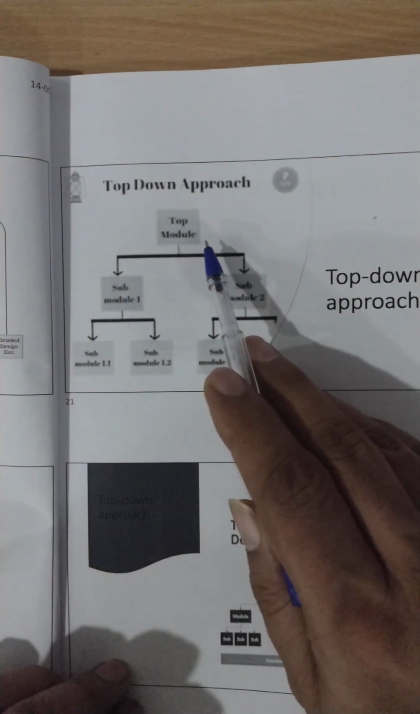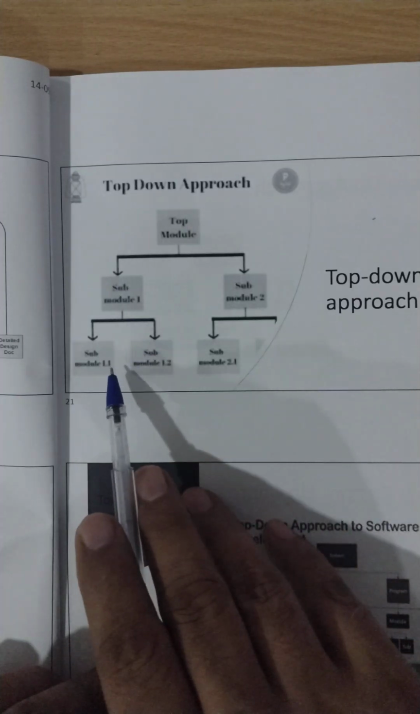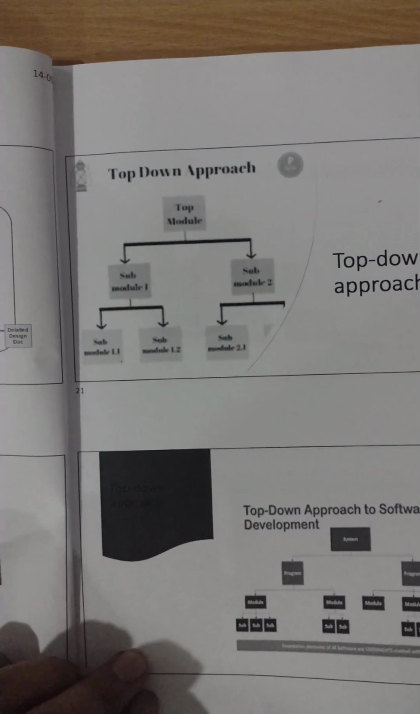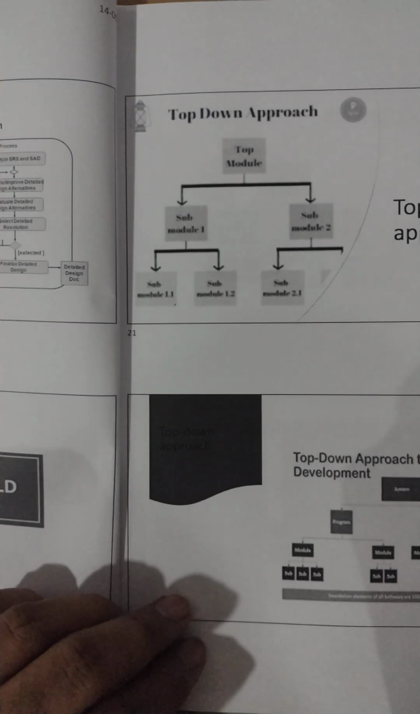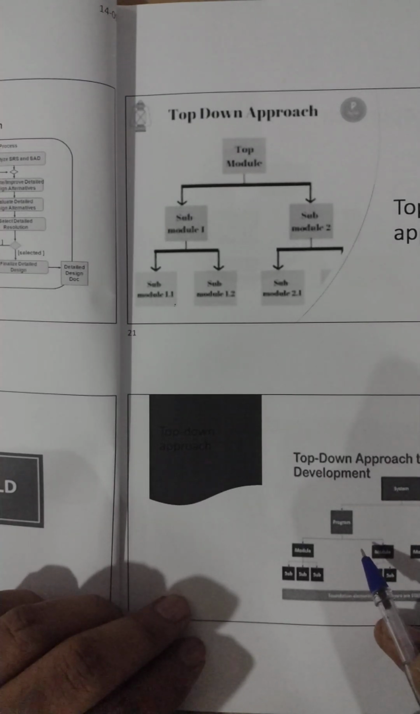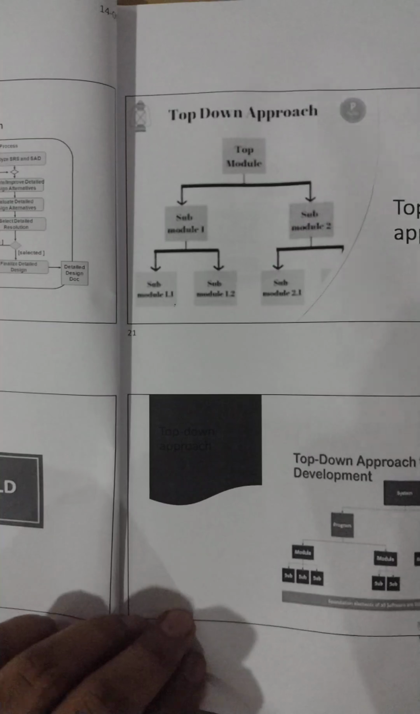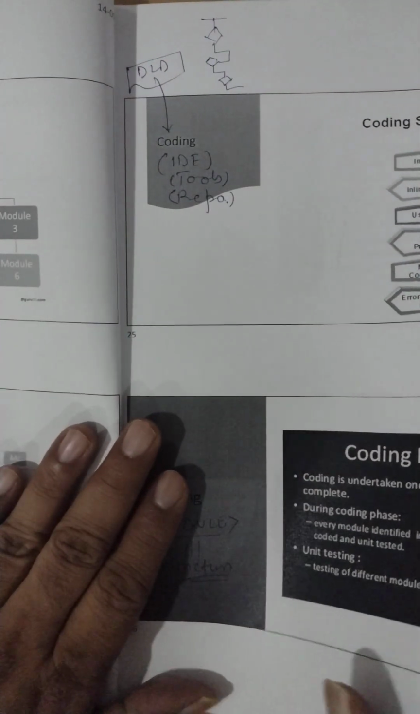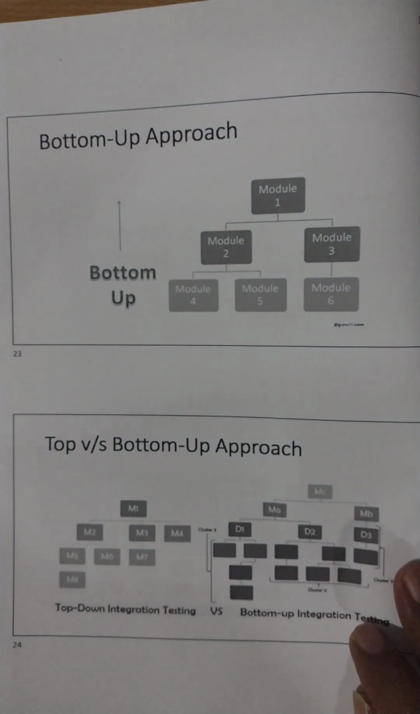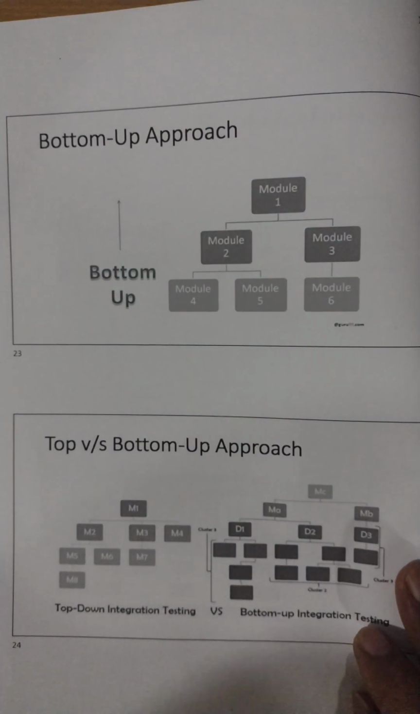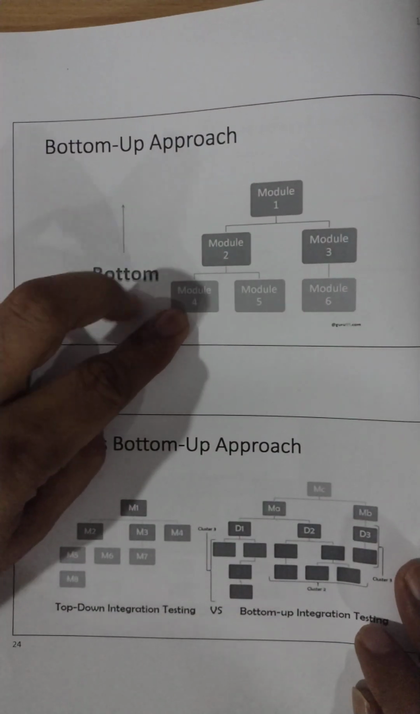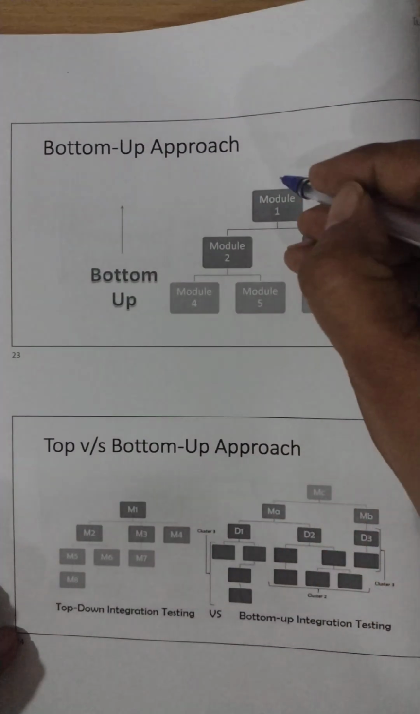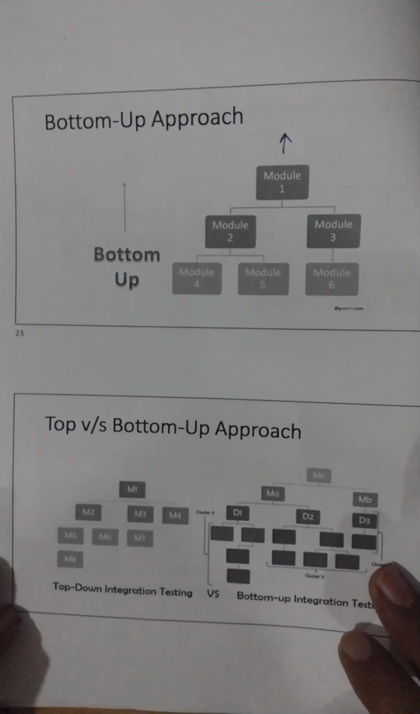So we start from the top module, we go for sub module 1, sub module 1.1 or like that, and from the software we go for the module, sub module, or like that. This is called your top down approach of design and development. We have the bottom up approach also, where we go from the lower module to the higher module to higher module, and finally result in a final product and system.